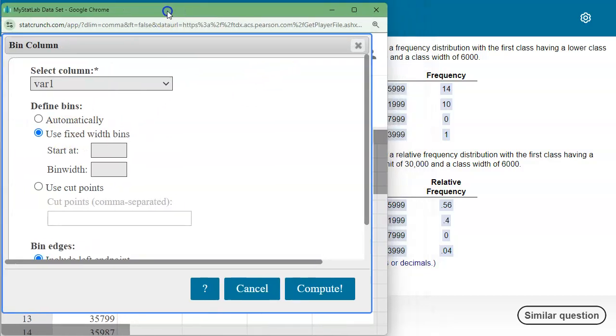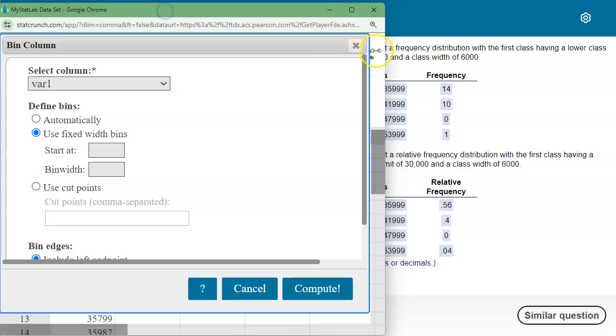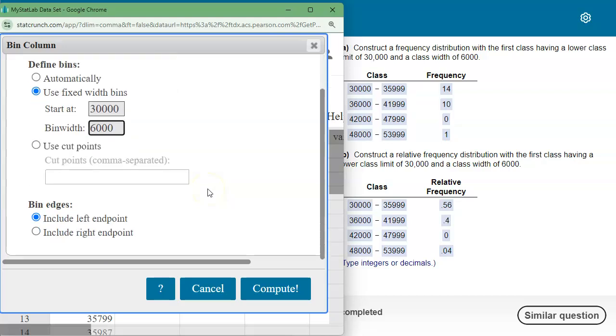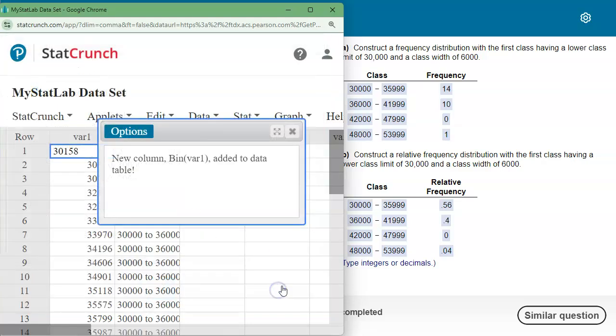This is the information that we were given in our problem. And I got a lot going on here on the screen, but it has this lower class limit of 30,000. That's where we want our bins to start. And we want our bin width to be 6,000. Usually everything else is set up already here, but just to be clear, we want to make sure we include the left endpoint of the bin. And then we'll click Compute.